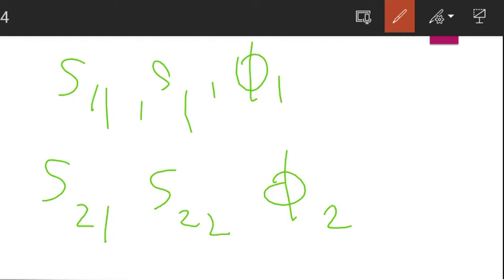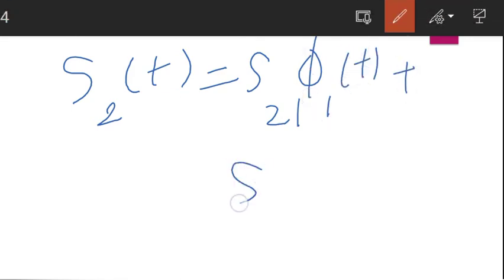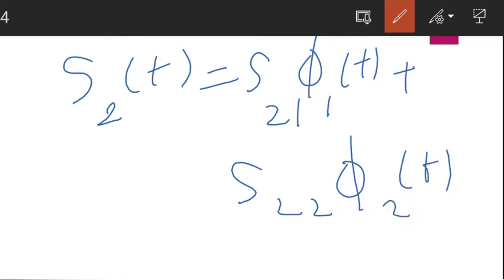Am I right? So we have to assume that except S21 and S22, all the other coefficients of the basis vectors are 0. That is, S23, S24, etc. are 0. So we need to consider only S2 of t is equal to S21 into phi 1 of t plus S22 into phi 2 of t. We just need to consider only this.